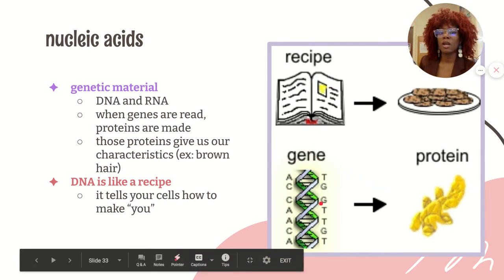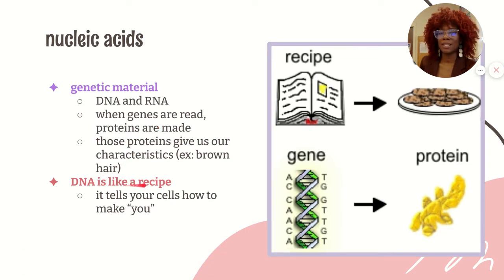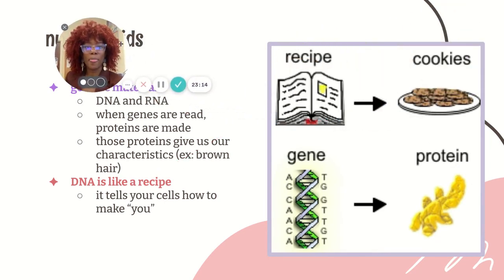This process is called protein synthesis, aka central dogma. That's actually the very first topic that we'll talk about when we get back to school in January. We'll talk about protein synthesis for about 2 weeks. And DNA is like a recipe. It tells your cells how to make you. Like how a recipe tells someone how to bake cookies, genes tell the cell how to make proteins. So genes, nucleic acids, are like recipes.